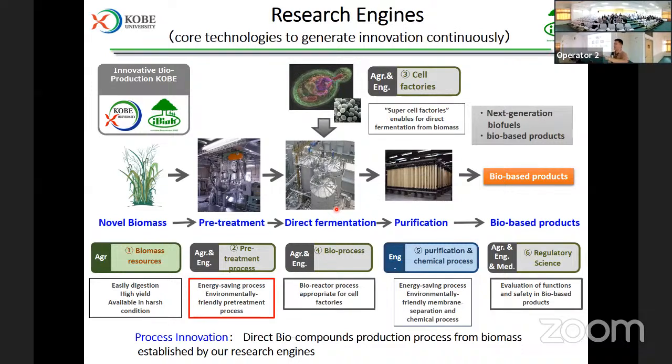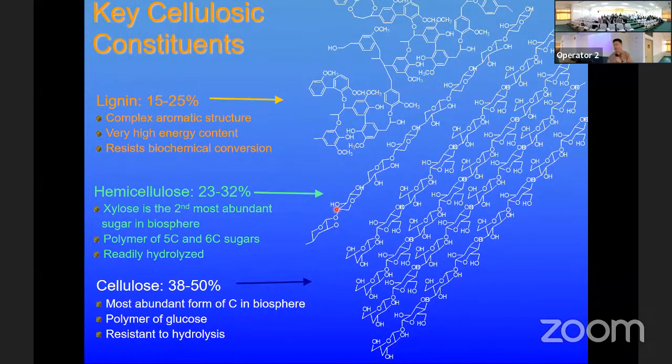Today, I will briefly introduce our current research topics, using more basic terms. Let me ask again: what is lignocellulose? There are three main components. The major component is cellulose, the second is hemicellulose, and the third is lignin. These three components are tightly connected to each other.